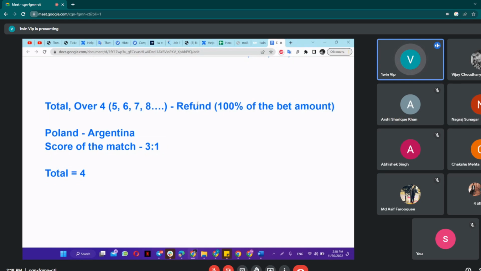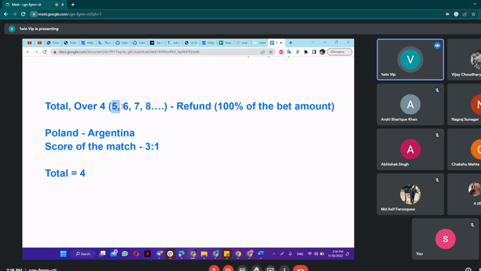100% of the bet amount will go back to the client account, as this bet never existed. Just a refund back to the account. It's only the situation of having the same amount of totals in the bet of the client and in the total of the real match.